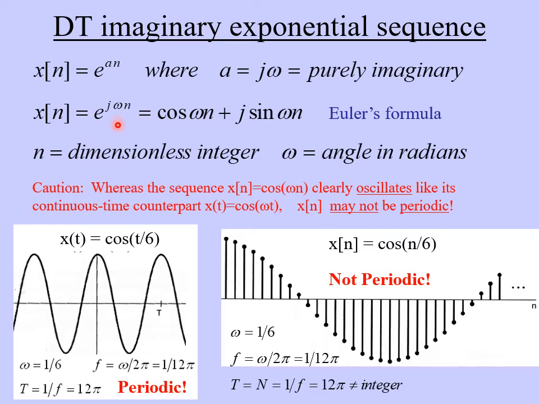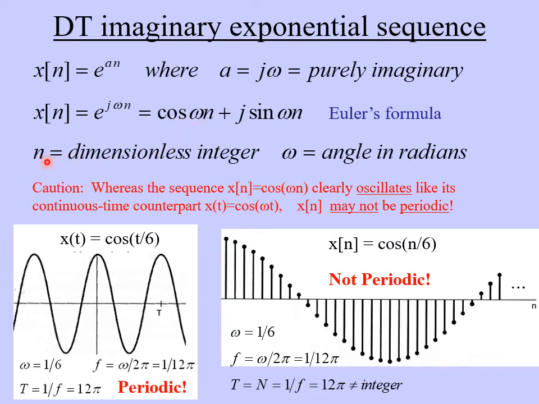And now we can use Euler's formula to write this out in terms of cosines and sines. So this is equal to cosine omega n plus j sine omega n. And here again, we see that this complex exponential sequence is going to be oscillating. The real part is represented by a cosine function, cosine omega n.